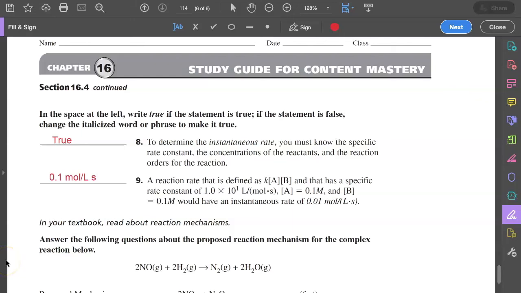Not quite. They're off by 1 decimal point, aren't they? It actually has a value of 0.1 moles per liter second.